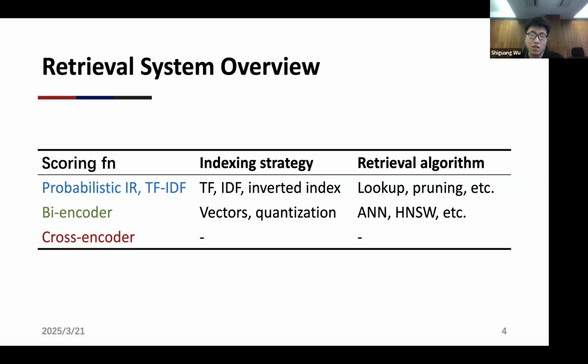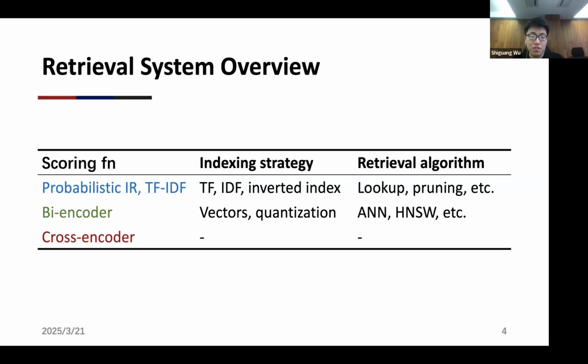First is BM25. We can use the term frequency, inverse document frequency, and the inverted index to build a highly efficient lookup and pruning retrieval algorithm. That's BM25, or sparse retrieval, which is quite a common and basic retrieval paradigm.